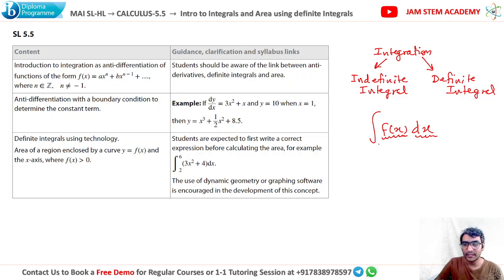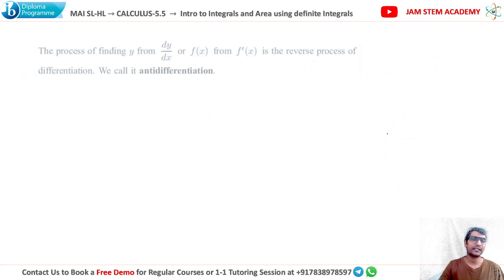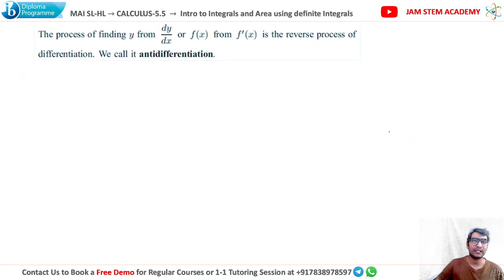For the definite integral, we will be having some limits. So here we have the lower limit, and here we have the upper limit. In case of a definite integral, we will have the limits. In case of an indefinite integral, they will not give you limits, right? So the first and most important thing is that the process of finding y from dy over dx, or f of x from f prime of x, is called antiderivative. It means you have to use the process of derivative in the reverse order.